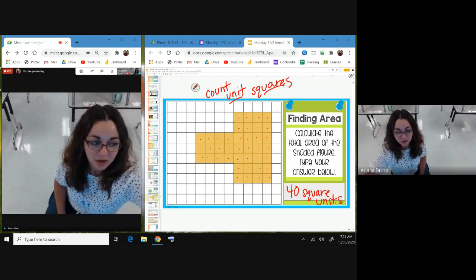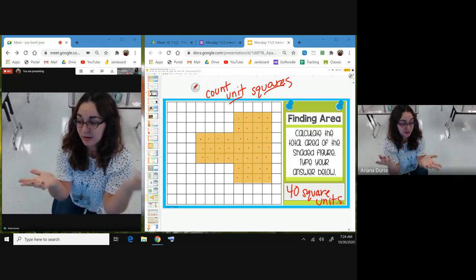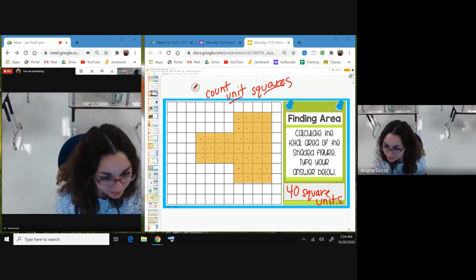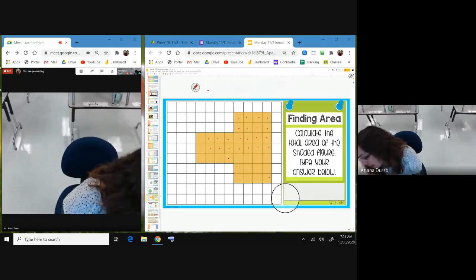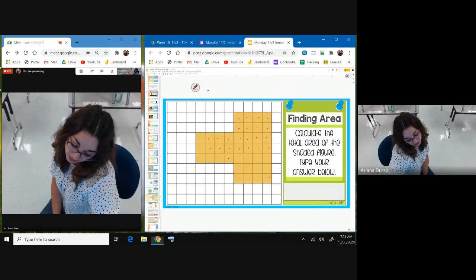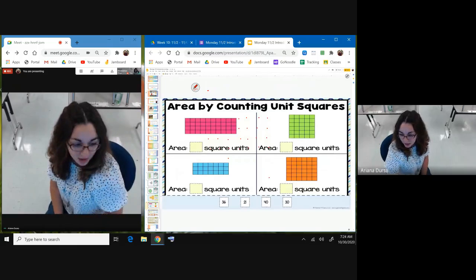Why do we first say unit squares and then flip-flop it and say square units? I don't know. Just weird math. Remember, I didn't teach it.